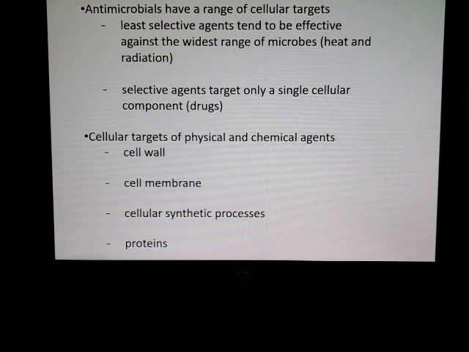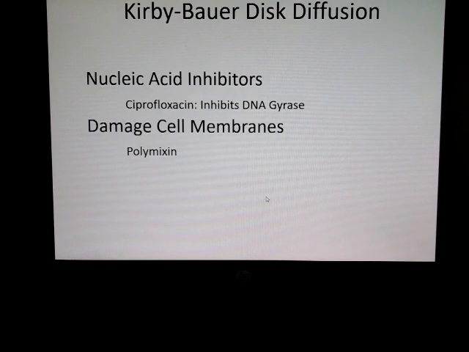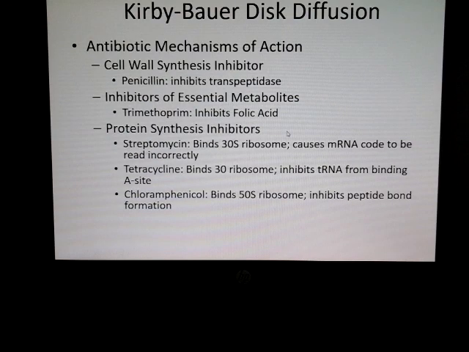Now, antibiotics work in different ways, and they can target your cell wall, cell membranes, different cellular processes, and proteins. We have a couple of different ones that we use in the lab, so please know these. First one is ciprofloxacin. Ciprofloxacin will inhibit DNA gyrase. Polymyxin is another one. That will damage cell membranes.